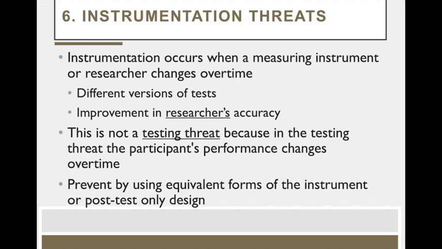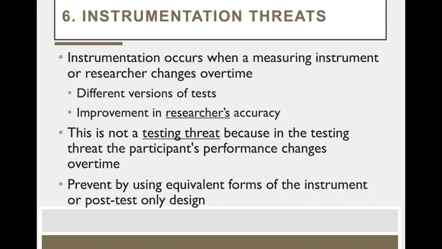So maybe you have two different versions of the test. Maybe the researchers are getting better or more accurate at what they're measuring. So what they're observing or the kinds of survey questions they use are actually being changed over time. This would be an instrumentation threat. Please note that an instrumentation threat is different than a testing threat. A testing threat is because of a change in the participant's performance, but an instrumentation threat is because of a change in the researcher's performance or the measurement device.